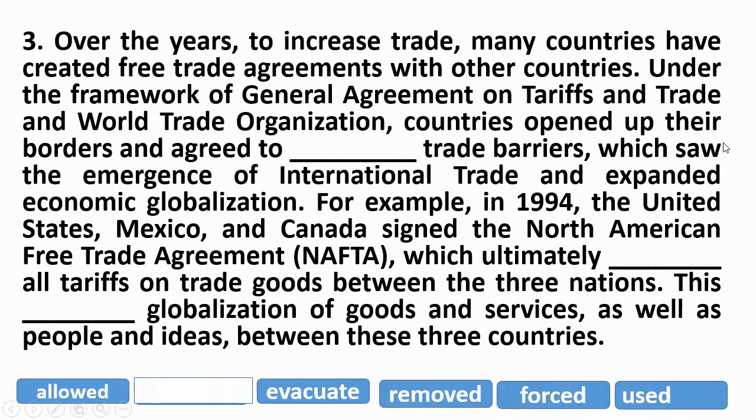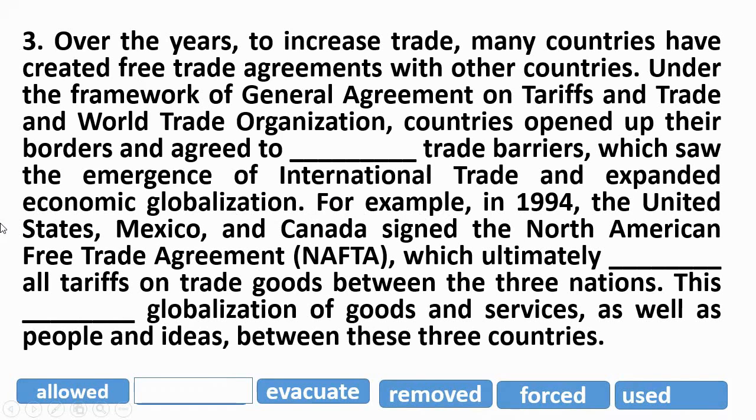Agreed to remove trade barriers, which saw the emergence of trade. So there was some treaty based on which they decided to remove the barriers. Just keep that context in your mind. Now, after an explanation, they are giving an example. This is a perfect paragraph. This will help us a lot in summarizing. First an explanation is given, then an example is shared with you.